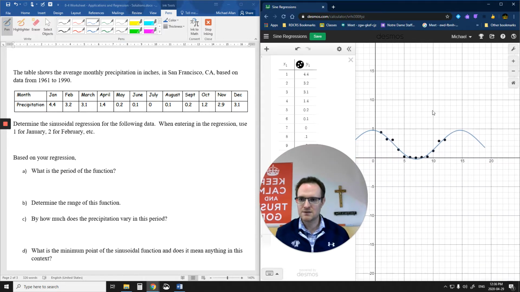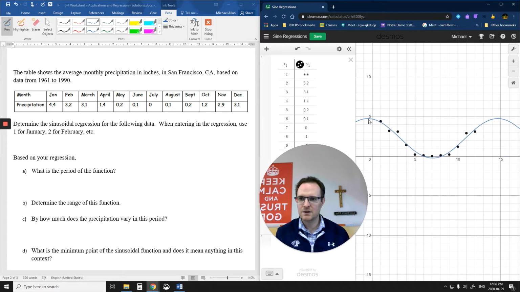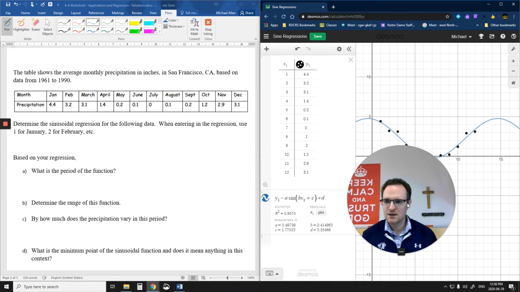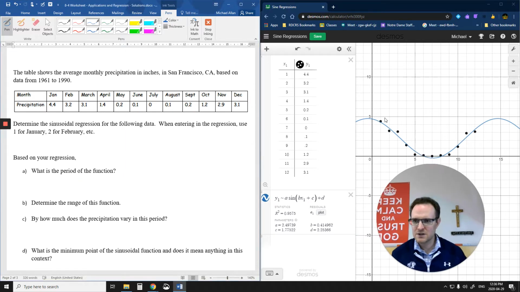Hold down Shift, you can just move that around. Pretty good. There's about one period there from a crest to a crest. Looking nice. I'm just going to head down here. So looking at this, what's the period of this graph?